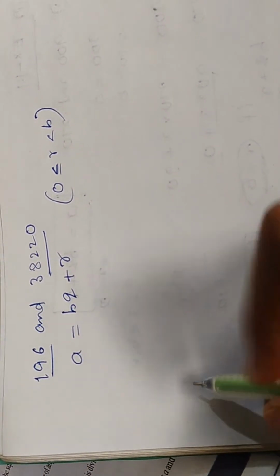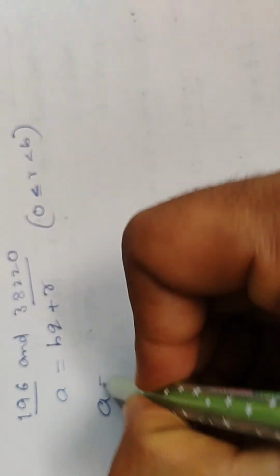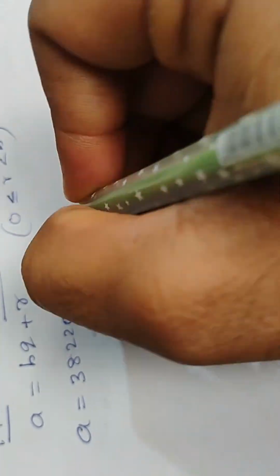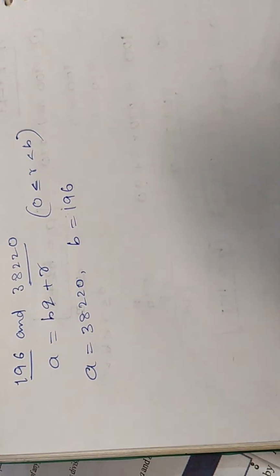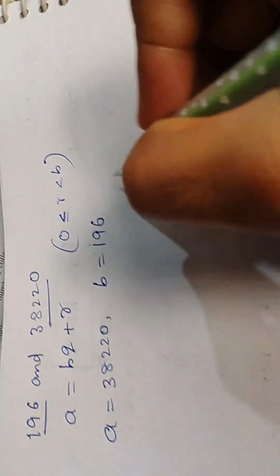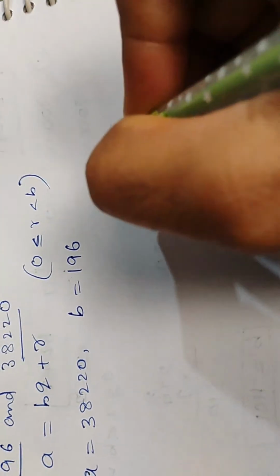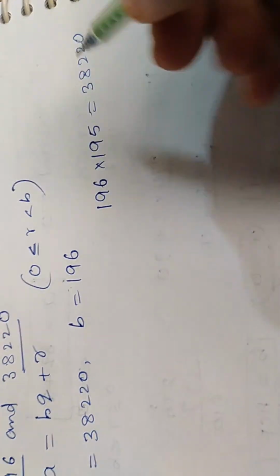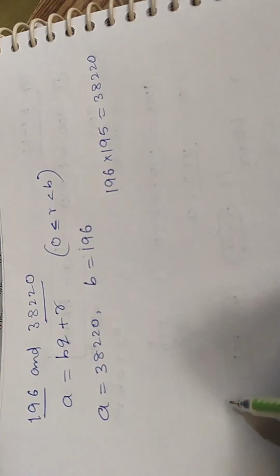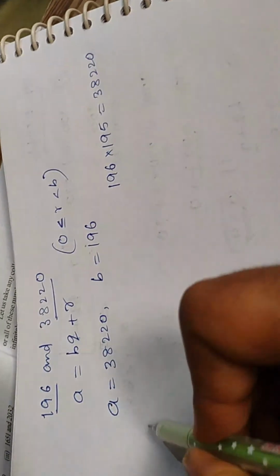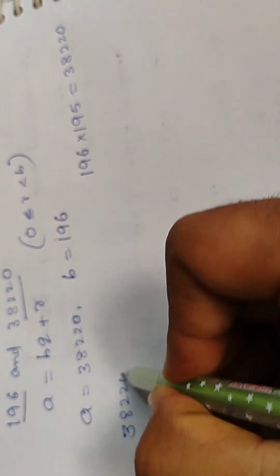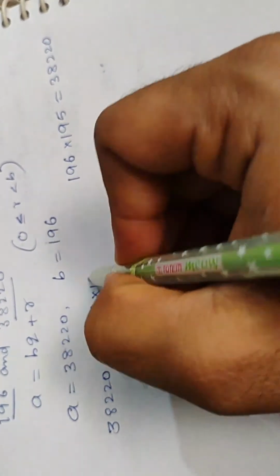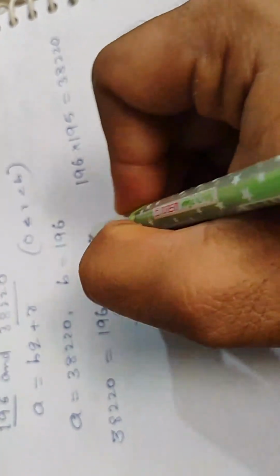Again here, A is equal to 38,220 and B is equal to 196. If you are multiplying 196 into 195, you will get 38,220. So here it is very simple. We have to know that. So 38,220 is equal to 196 into 195 plus 0.